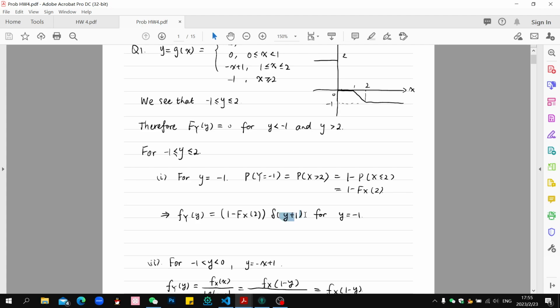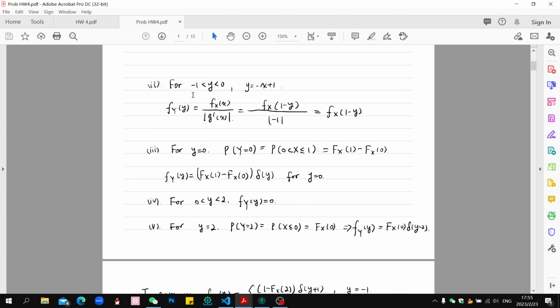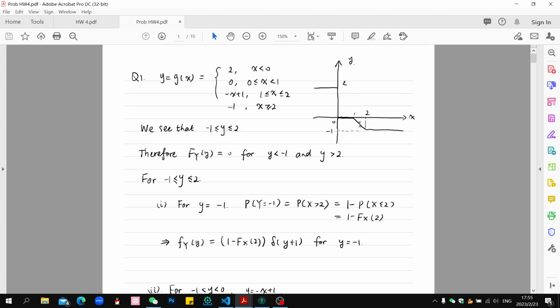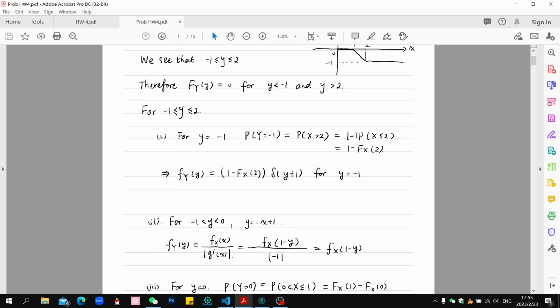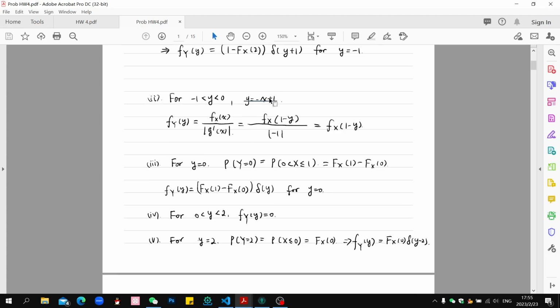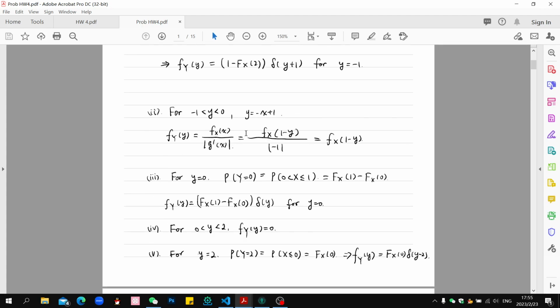That is only valid when y is minus 1. And for y between minus 1 and 0, that is this inclined part, where y is minus x plus 1. Small fy is this formula: fx over the absolute value of the derivative of g(x), which is easy to find. We can find that it equals this.